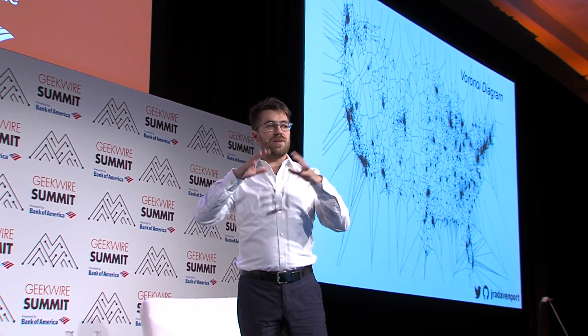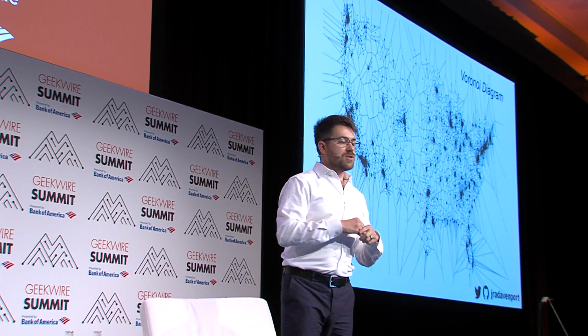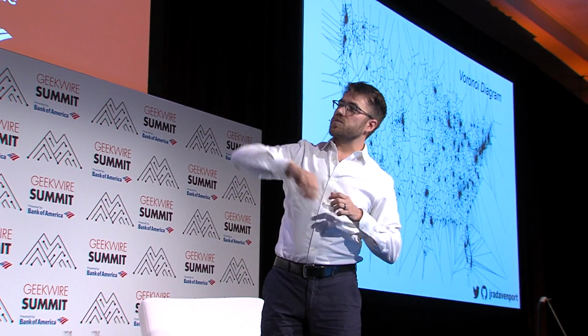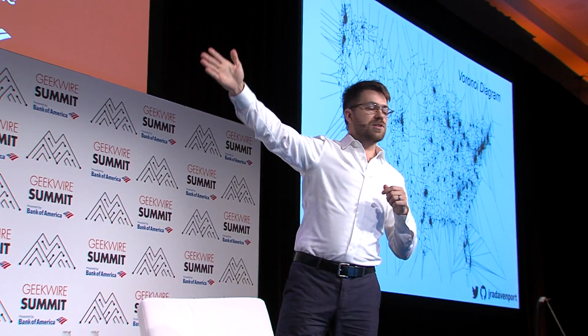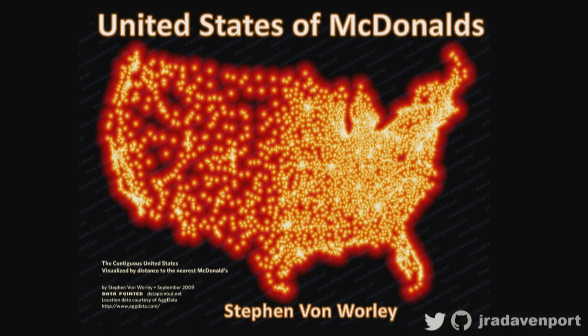And this is the sort of equal-spaced cells, marking the regions around each coffee shop. And so you can see there are big voids where there are no coffee shops. Nice features like I-5 and population centers like cities are all well outlined. Now, this kind of analysis, of course, has been done before. This is, I think, the best example, Stephen von Vorley's United States of McDonald's, where he finds that the furthest you can get from McDonald's is somewhere in Nevada, and it's something like 120 miles.